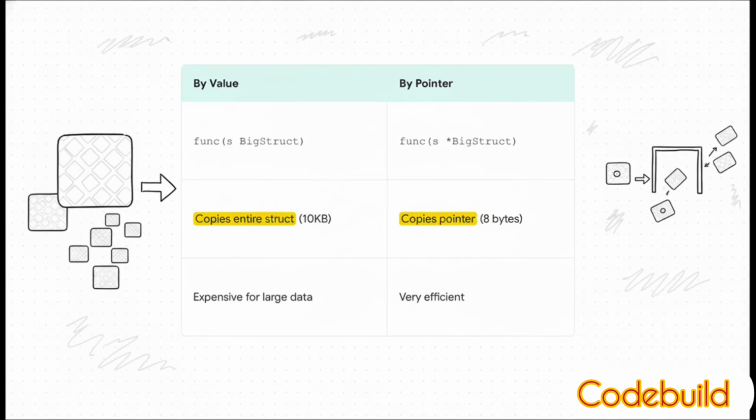And this slide just lays it all out perfectly. Imagine you've got this big 10 kilobyte struct. If you pass it by value, you are copying all 10 kilobytes of data onto the stack for that function call. That is expensive. But if you pass a pointer to that struct, what gets copied? Just the pointer itself, an 8-byte memory address. The performance difference is just massive. For big data structures, it's a no-brainer. You almost always want to pass a pointer.